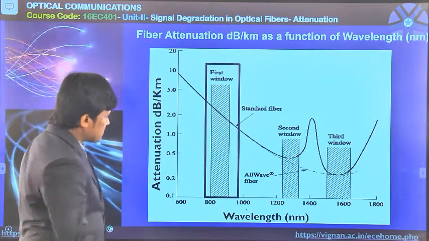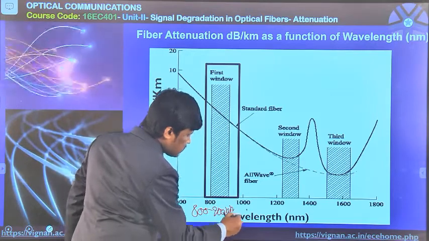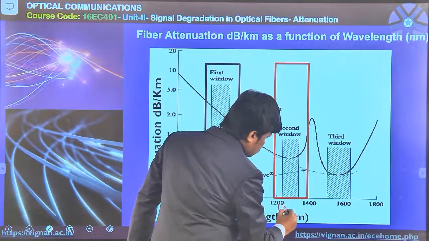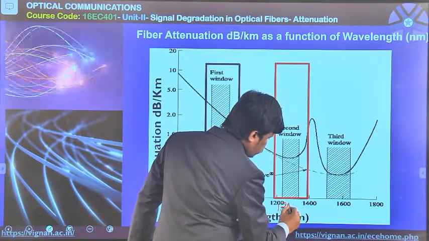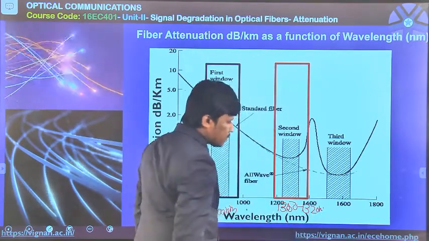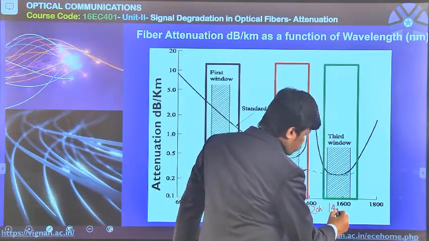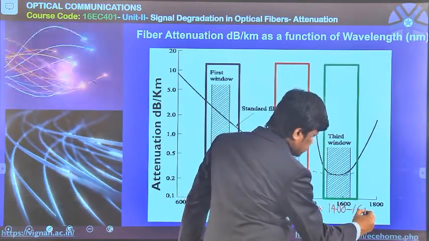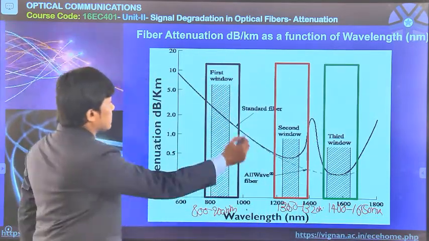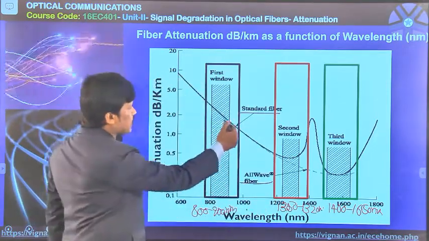So the first window consists of 800 to 900 nanometer wavelength. In the second window, we have almost 1250 to 1320 nanometer, and the third window consists of 1400 to 1650 nanometer.